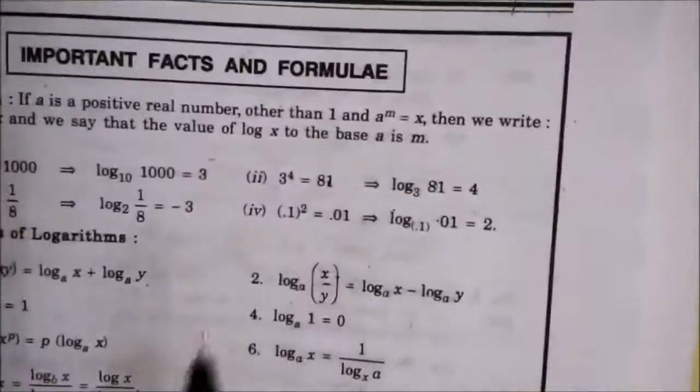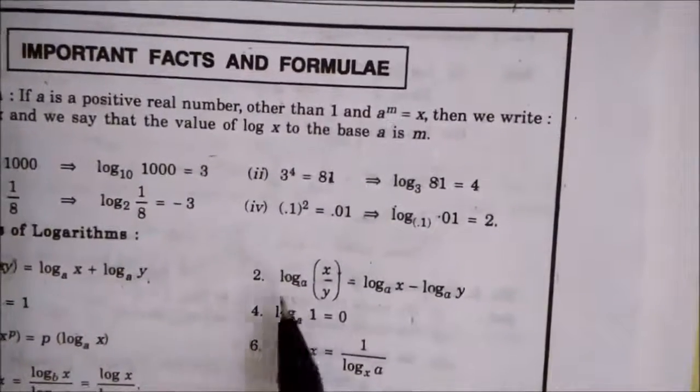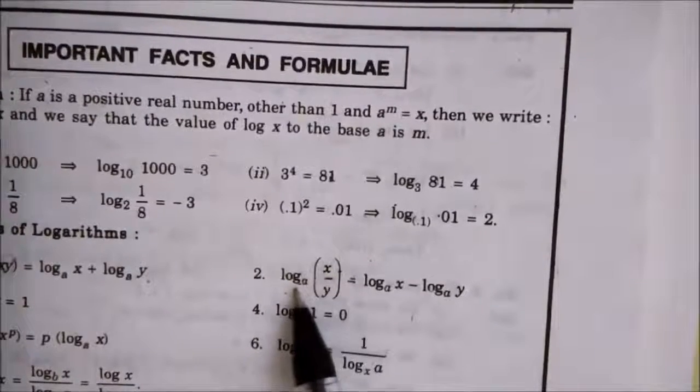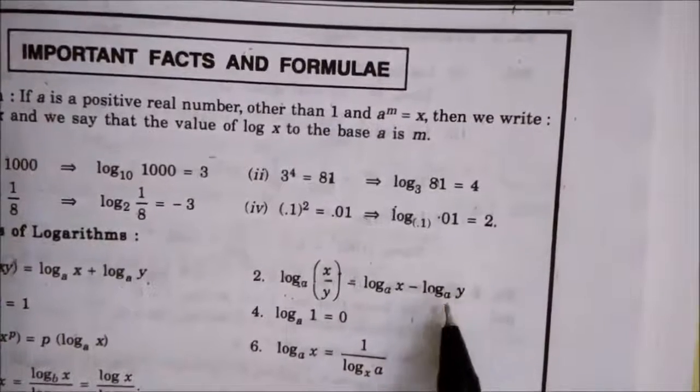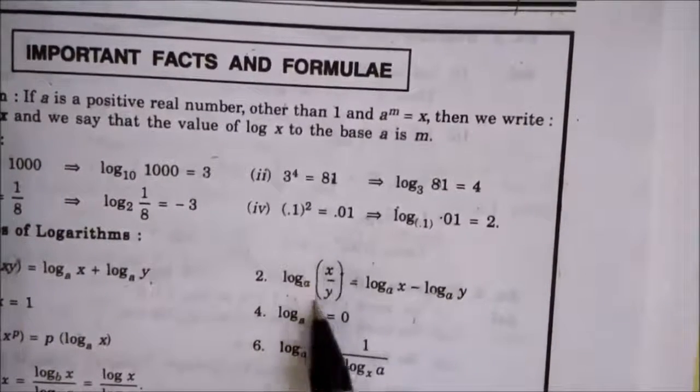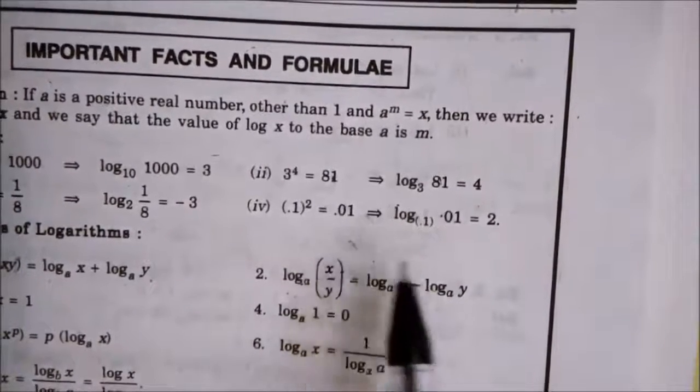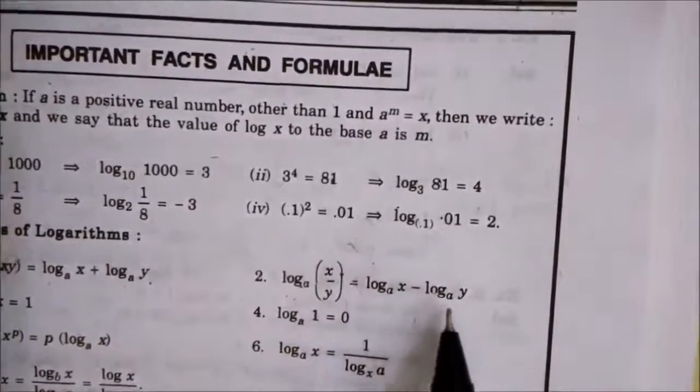Now, similarly, the second property goes: log x by y to the base a can be written as log x to the base a minus log y to the base a. Here we can see it's given in the division form, so it can be represented in the difference manner.